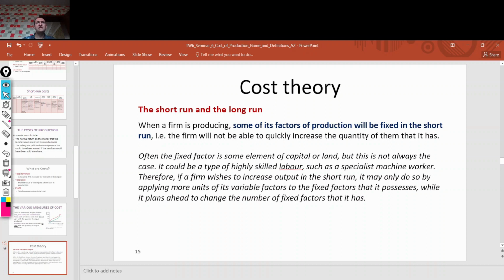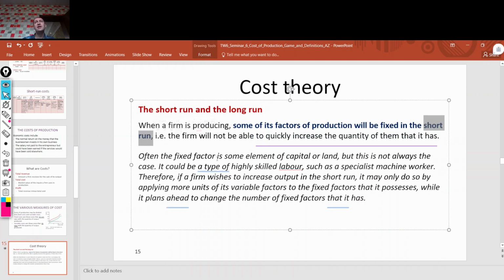Okay, then we discussed the cost theory of production, that in a short term, sometimes it's called short term, no matter what, there are some fixed factors of production and variable factors of production, right? The game was based on that, right?